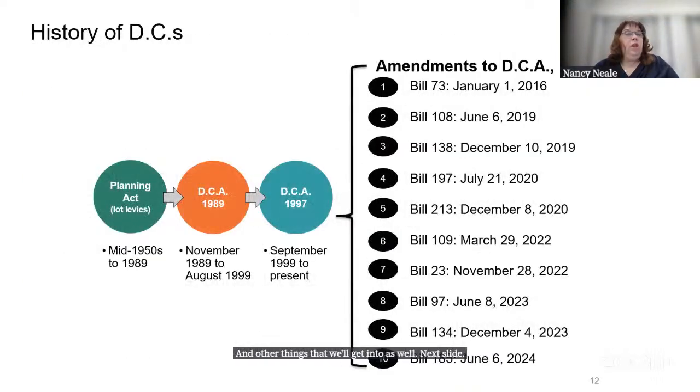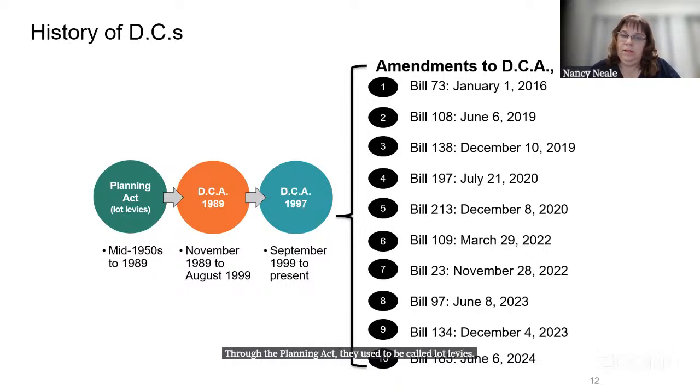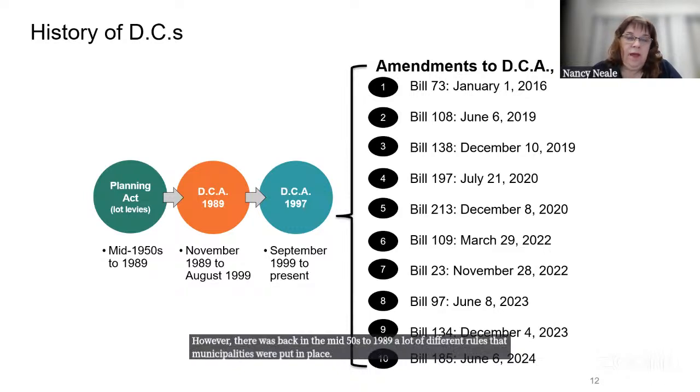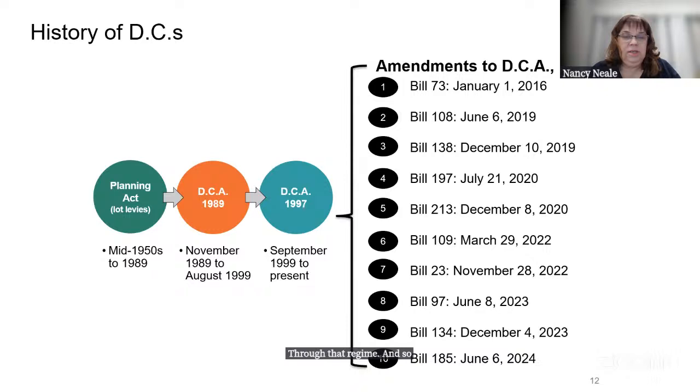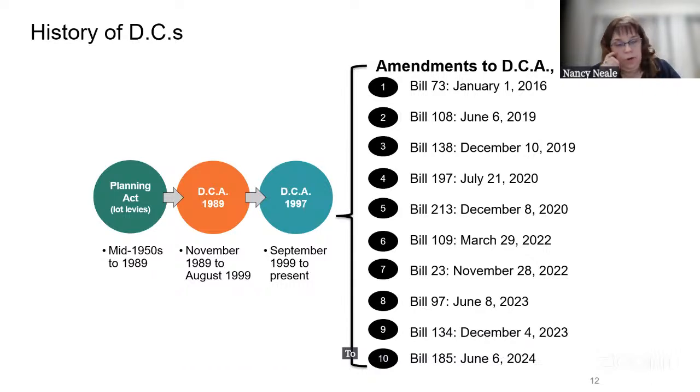So there has been a long history now in Ontario with the Development Charges Act. The first act was actually put in place in 1989. Prior to that, municipalities could collect capital costs for additional infrastructure through the Planning Act. They used to be called lot levies. However, from the mid-50s to 1989, a lot of different rules were put in place by municipalities through that regime. And so the province got together and came up with the Development Charges Act to help guide municipalities in a specific methodology to follow to recover these capital costs going forward.